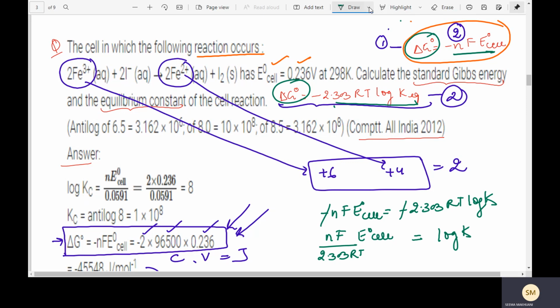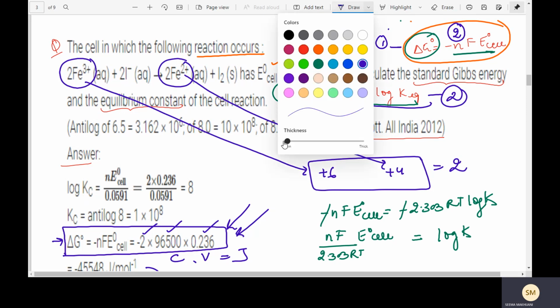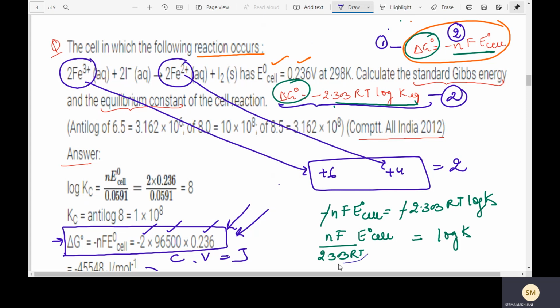Is that okay? Now in this expression, look carefully, the value of 2.303 RT by F is 0.059. So 0.059 comes in the denominator. The value of n we had taken out as 2. The value of E naught cell is given to you as 0.236. So this is how you get this to be 8. But this is log Kc. When the value of log Kc is 8, to take the antilog, the antilog of 8 is only 10 to the power 8.